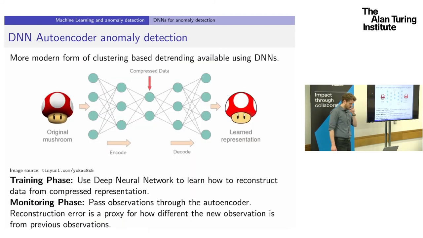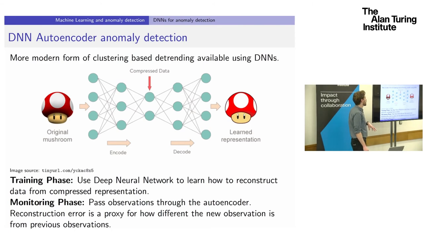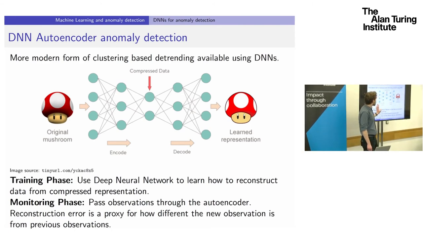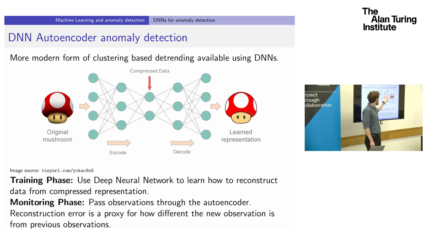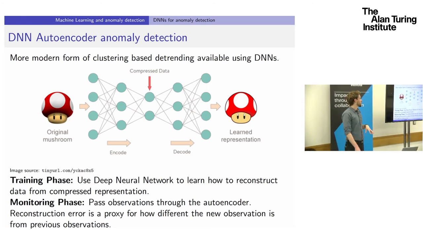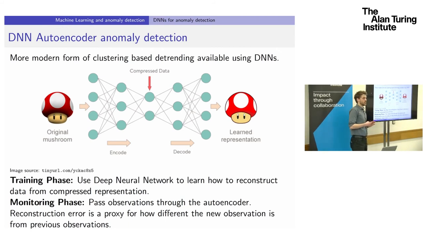Okay, so a more modern way of doing this, rather than using a traditional clustering method, is to use a deep neural network. In this case, the loss function is trying to reconstruct the data after passing through this information bottleneck. And what's the advantage of something like this? Well, it's computationally very efficient and it can model very large non-linearities. So you're not putting model-dependent assumptions into your data.